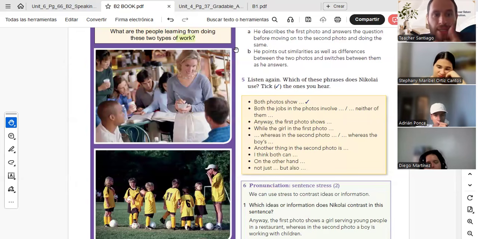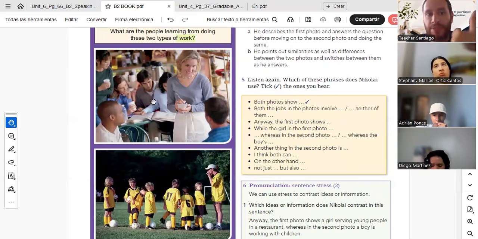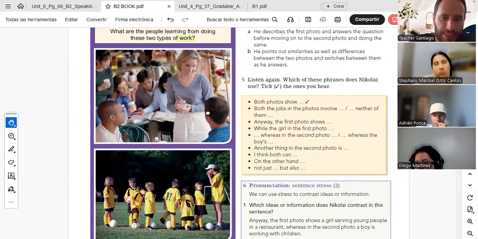Just keep it in mind. Describing images, use present continuous. Then, if you have to compare them, further describe them, and then start with similarities and then differences, and use connectors to show contrast. Okay, so far so good, guys. So let's continue.